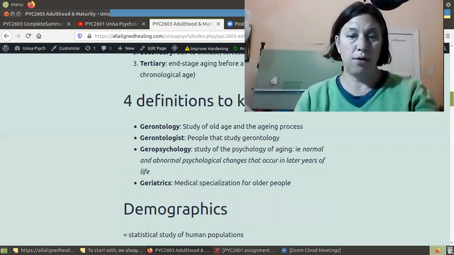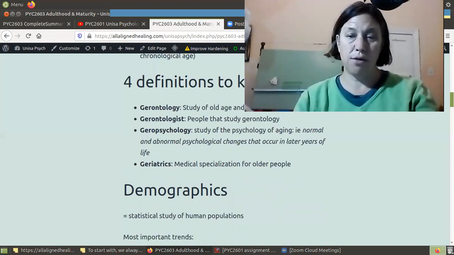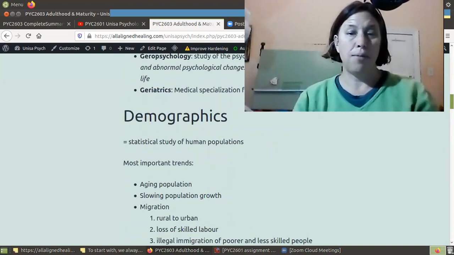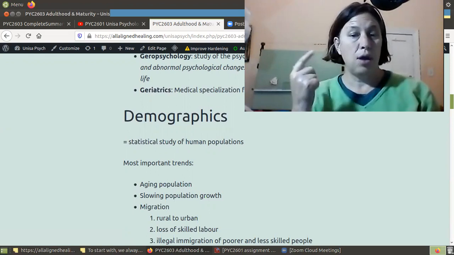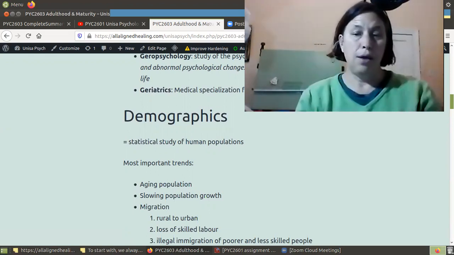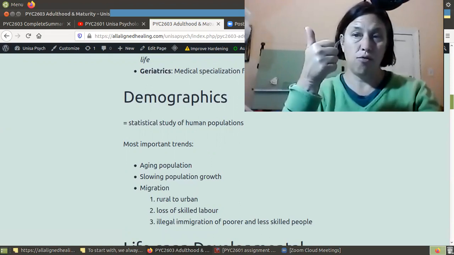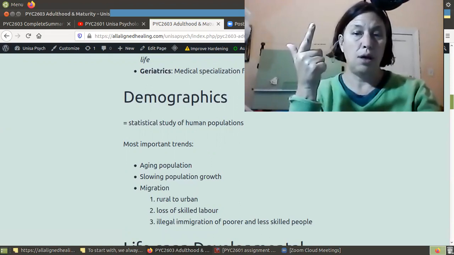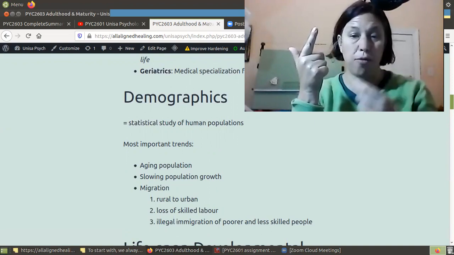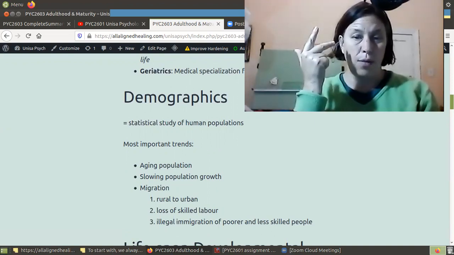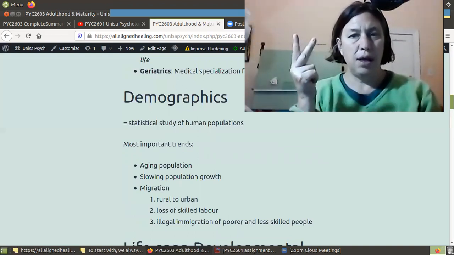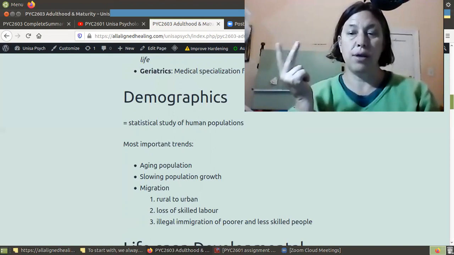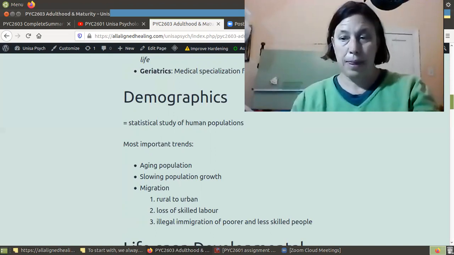Okay, then demographics is an important part of this. Demographics is the statistical study of human populations. The most important trends are aging population, slowing population growth, migration. Okay, three kinds of migration. One, rural to urban. Two, a loss of skilled labor, also called the brain drain, as skilled people move to where there's better pay. Three, illegal immigration of poorer and less skilled people over the borders.